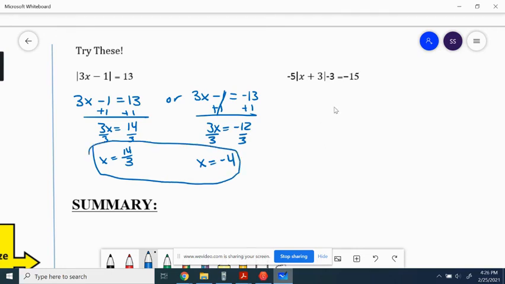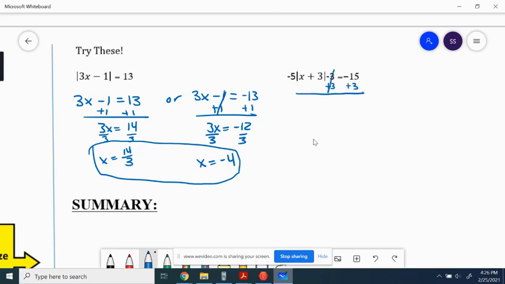All right, moving on to this next one. Hopefully you didn't just see this negative 15 and write no solution, because we first need to remove everything outside the absolute value bars before we check to see if there will be a solution or not. And I'll show you why here. So first of all, we have negative 5 times the absolute value of x plus 3, and then we have minus 3. So the first thing we want to do is get rid of this negative 3. So we're going to do so by adding 3 on both sides.